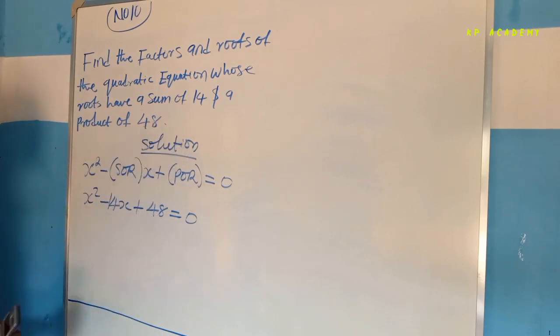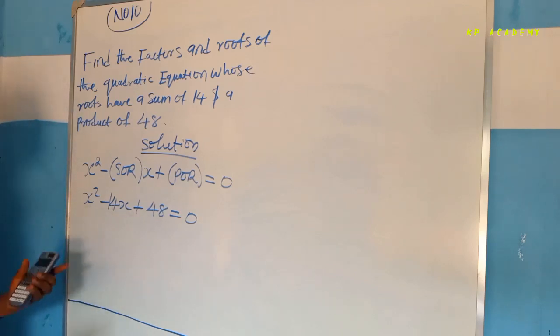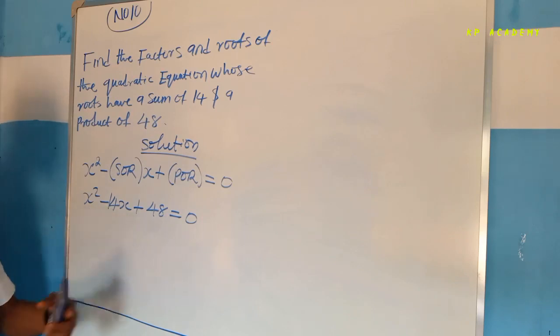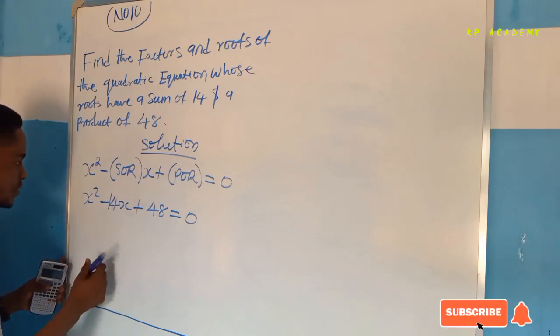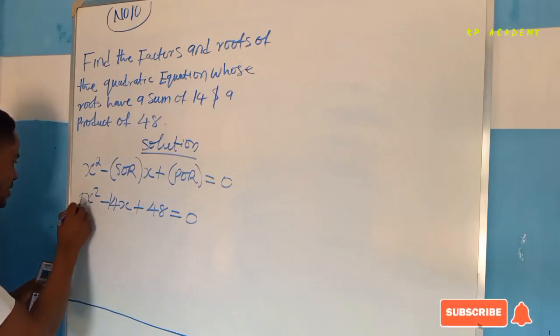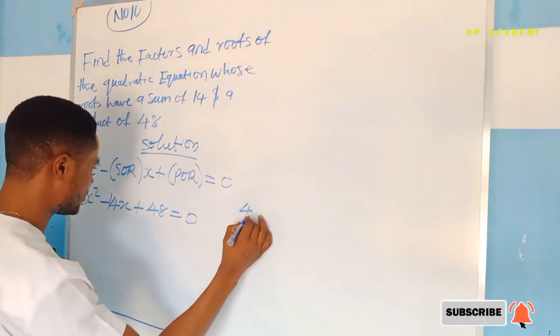Now, what they're asking us here is to find the factors of this quadratic equation, and to find the roots of this quadratic equation. So what we're going to be doing now is to factorize this quadratic equation. To factorize, the coefficient of x squared is nothing but 1. Therefore, 1 times 48 will give us 48.